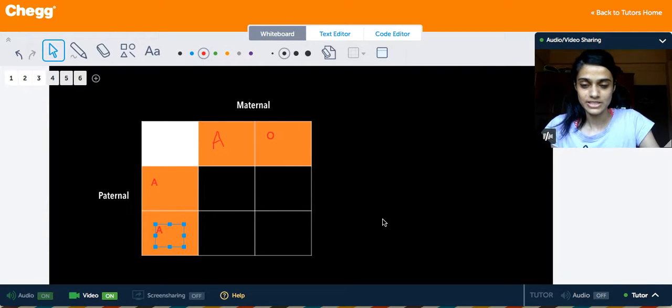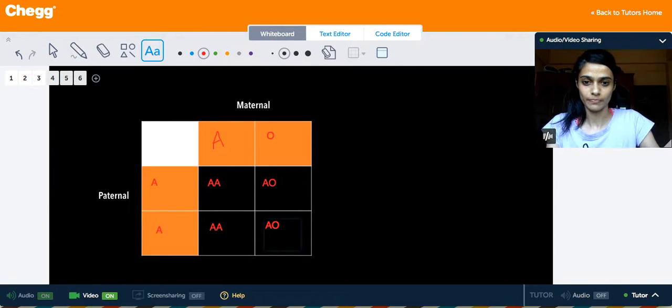So now, let's see the different combinations that we can get for these 4 offspring. This person is going to be homozygous. This next person is going to be heterozygous because he's getting the A allele from his dad and the O allele from his mom. This next person right here is going to be homozygous again because he's getting the A allele from both parents. And now this last person right here is going to be heterozygous again.